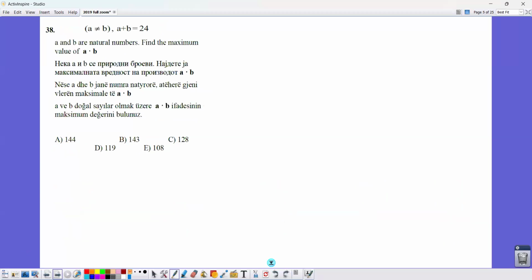Then next one, it says that A and B are natural numbers. Find the maximum value of A times B. It's given that A plus B, it's 24. First of all, let's remember natural numbers. Natural numbers in some books are given from 1, in some books it's taken also 0, 0, 1, 2, 3, 4 till infinity. All the positive whole numbers are called natural numbers.